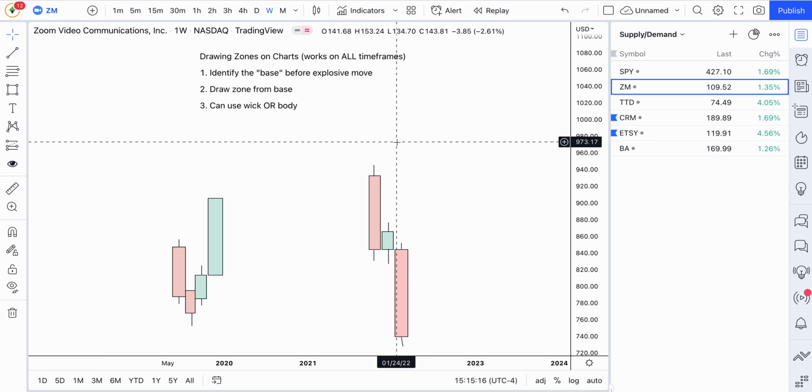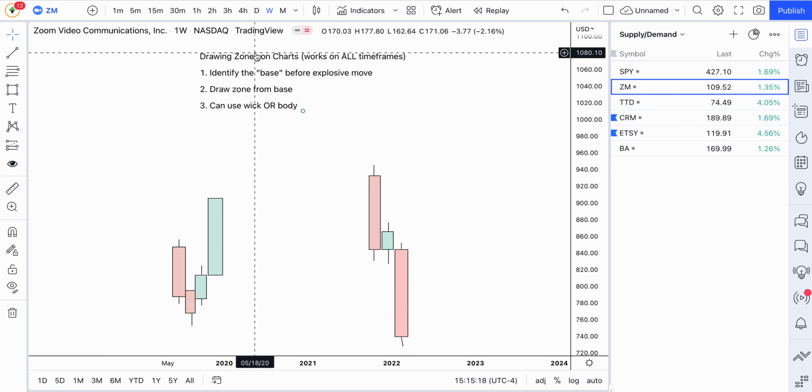So the first thing I want to mention is that drawing zones on the charts works on all time frames, right? So whether it's a monthly, weekly, daily, hourly, even up to the 1 minute, it will work on all time frames. And which time frame you want to look at depends on a number of factors. That's something that can be discussed in a future video. So let's go ahead and get started.